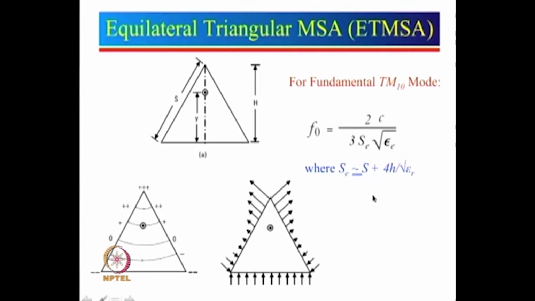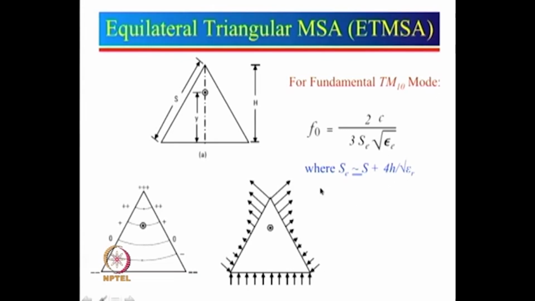Now, how to calculate the resonance frequency? Well, the resonance frequency is now calculated using this expression here. You can see there is a small difference. In case of the rectangular patch, it was C divided by 2 L_e. Over here for the triangle it is 2C by 3 S_e, and again as before we can find out the L effective, here it is S effective. So, S effective is now S plus 4H by square root epsilon, whereas for L effective it was only 2H.